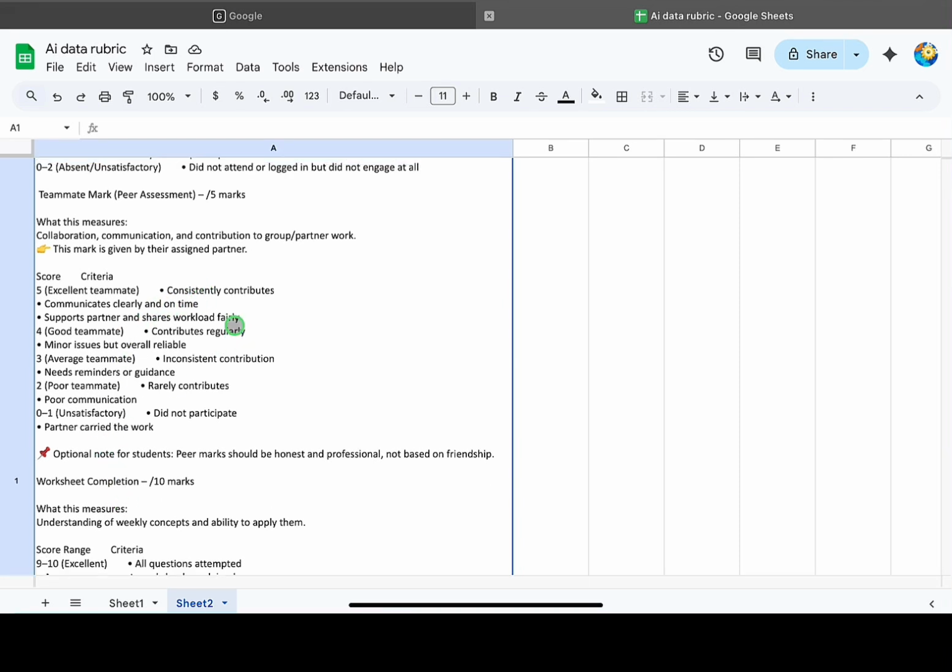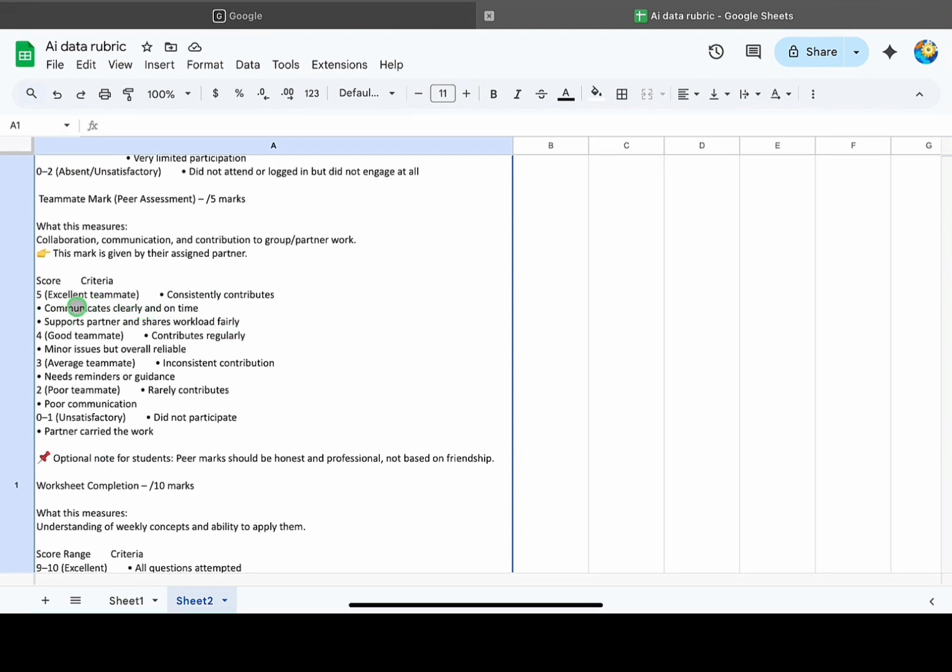And 5 being an A5 for an excellent teammate. You constantly contribute, you communicate clearly and on time, you support your partner and share workload fairly. This is the excellent teamwork. Where 0 to 1 is where you did not participate and your partner carried the work. And this is what we don't want. We want everyone to be a 5 out of 5 type of partner, right?